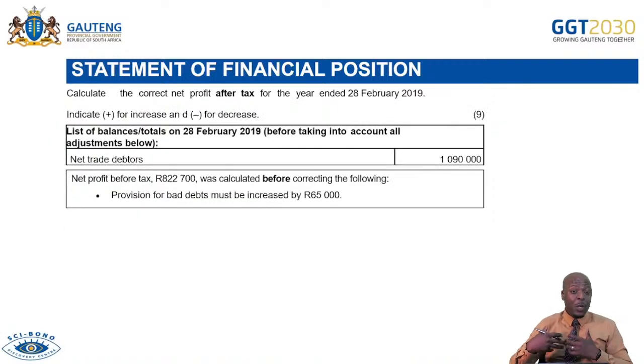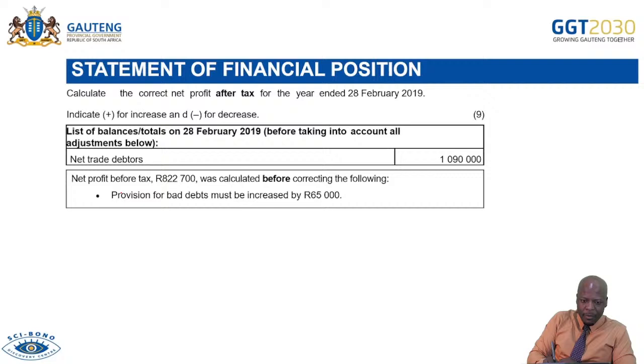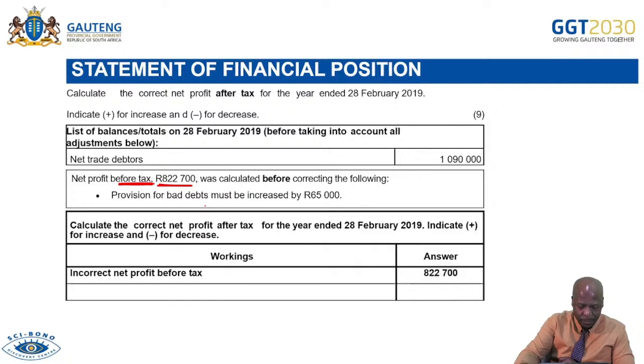So now we are going in fully with the calculation of correct net profit after tax. Okay, what were we given? We were given adjustments. Then we're given the net profit before tax. Very key. Net profit before tax, and it is 822,700. Okay, this is calculated before correcting the following. Number one, provision for bad debts must be increased by 65,000. All right, so let's see if we have somewhere to write.